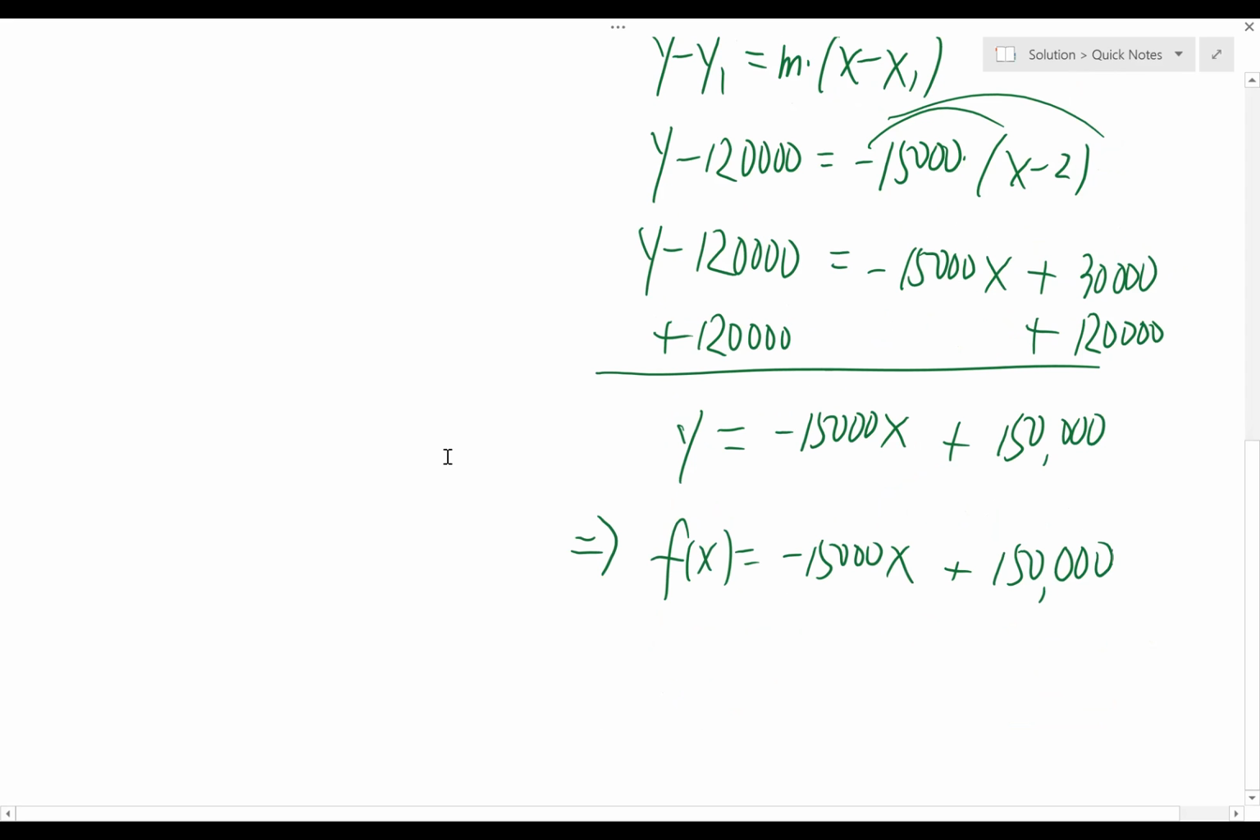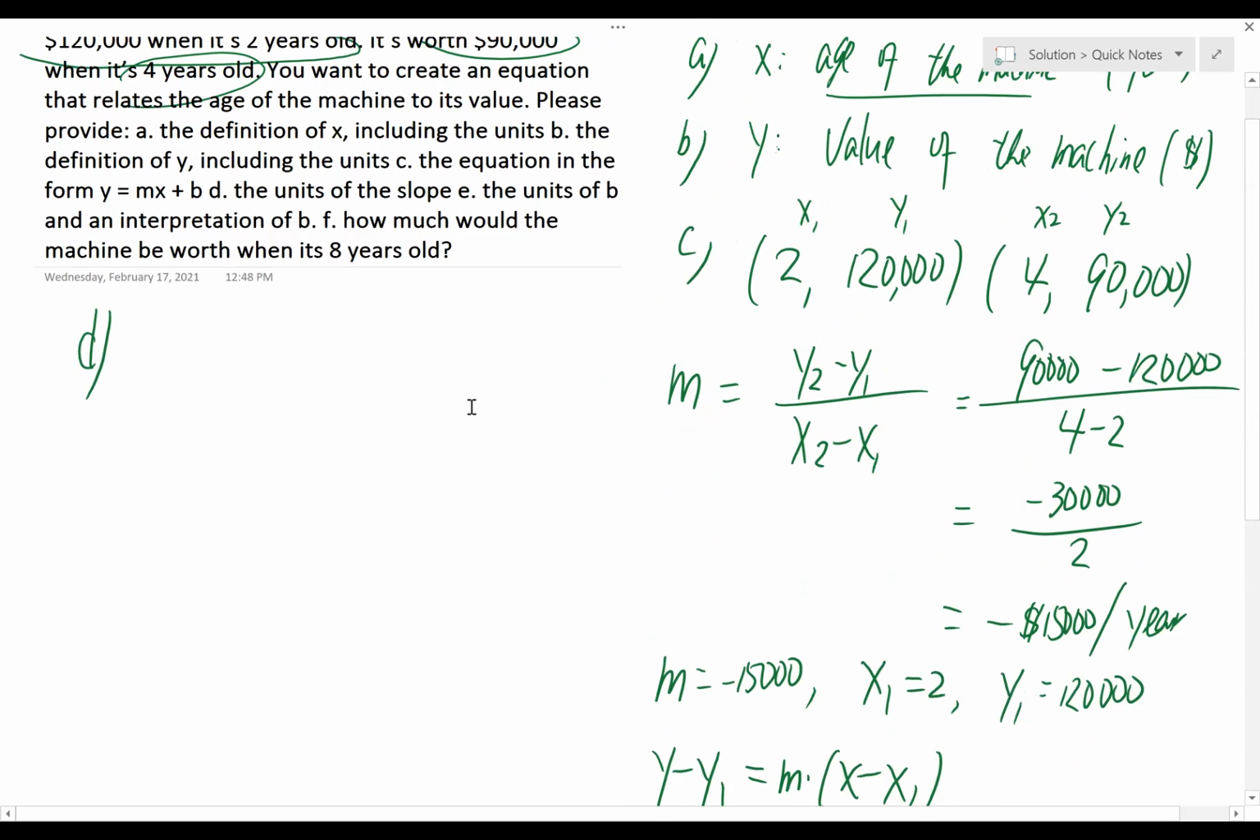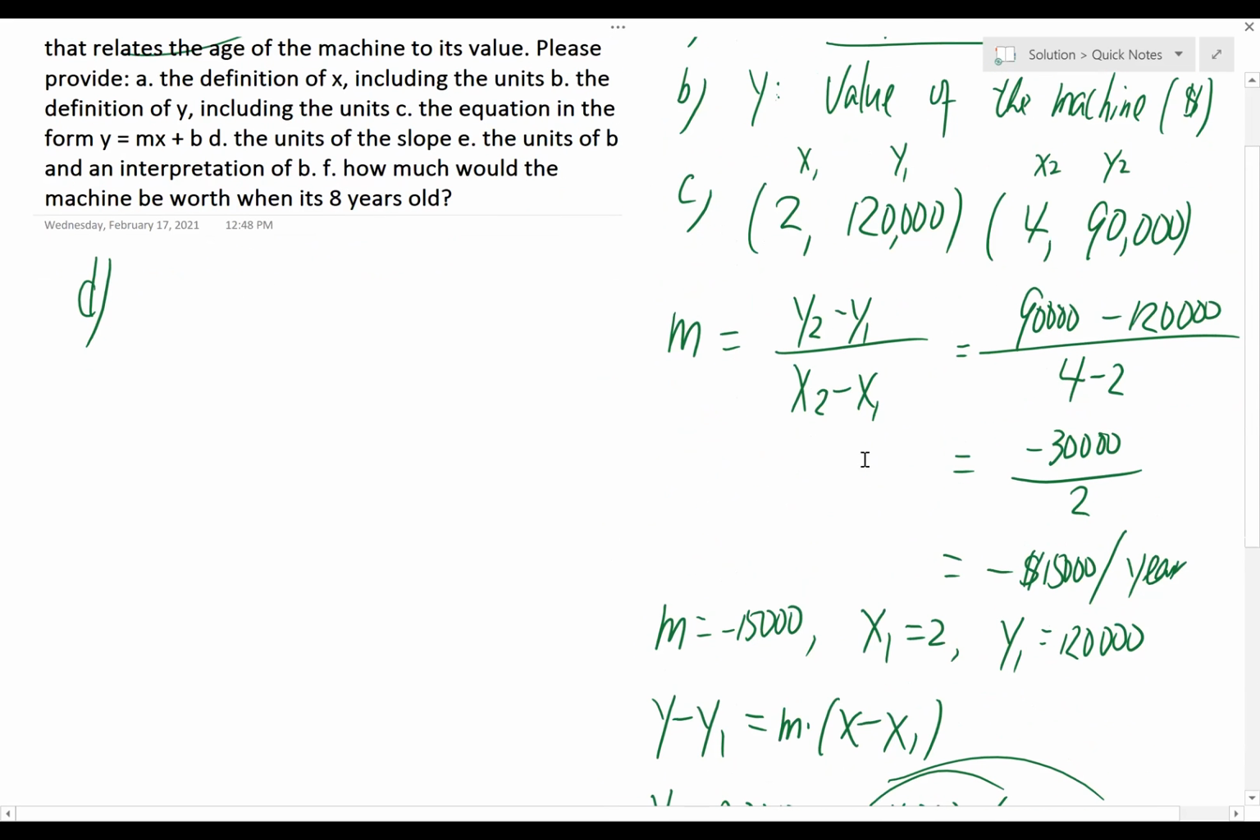Now let's go back to interpret this slope. Part D is interpreting the slope. Anybody want to give a shot? The unit of the slope and then the interpretation. The unit of the slope is dollars per year, right? And also let's try to interpret this slope. Anybody want to give a shot? Slope is negative 15,000 per year. What does that mean?